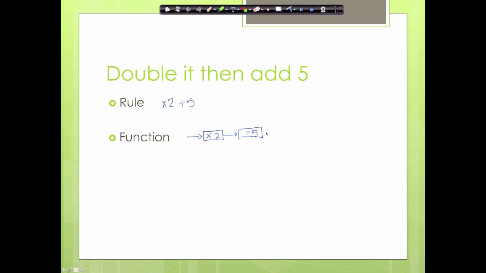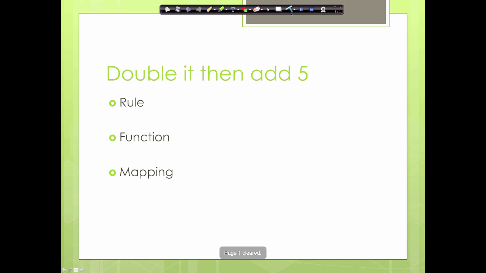If we want to have the mapping of this function, if I put x in and I multiply it by 2, I get 2x. That just means 2 times x, and then I want to add on the 5, so I get 2x plus 5. So for the mapping, I have x is mapped onto 2x plus 5, and that is my answer.